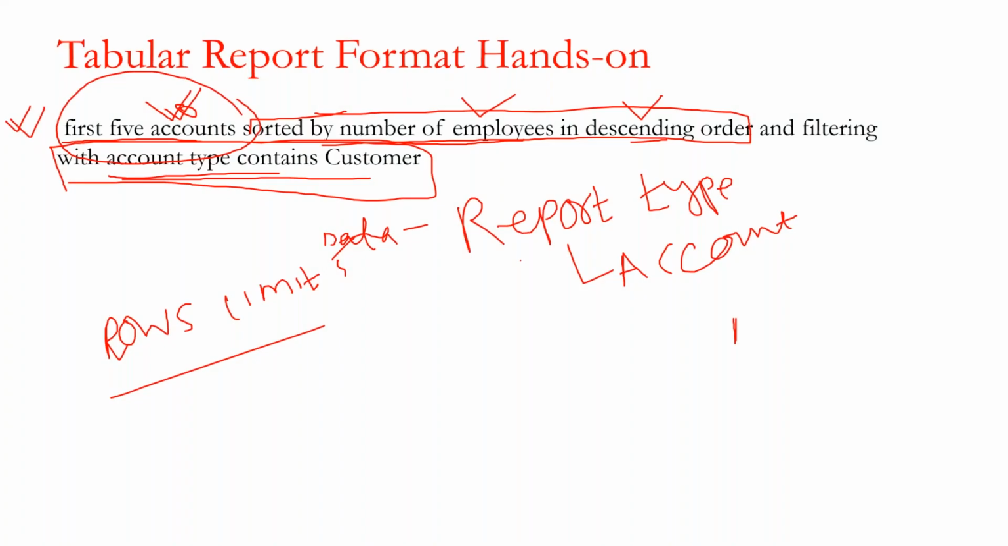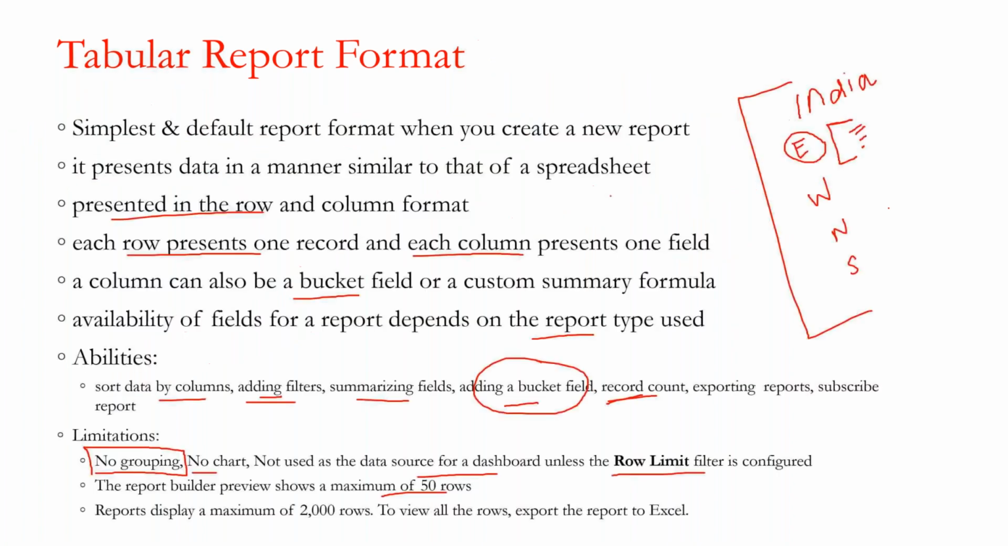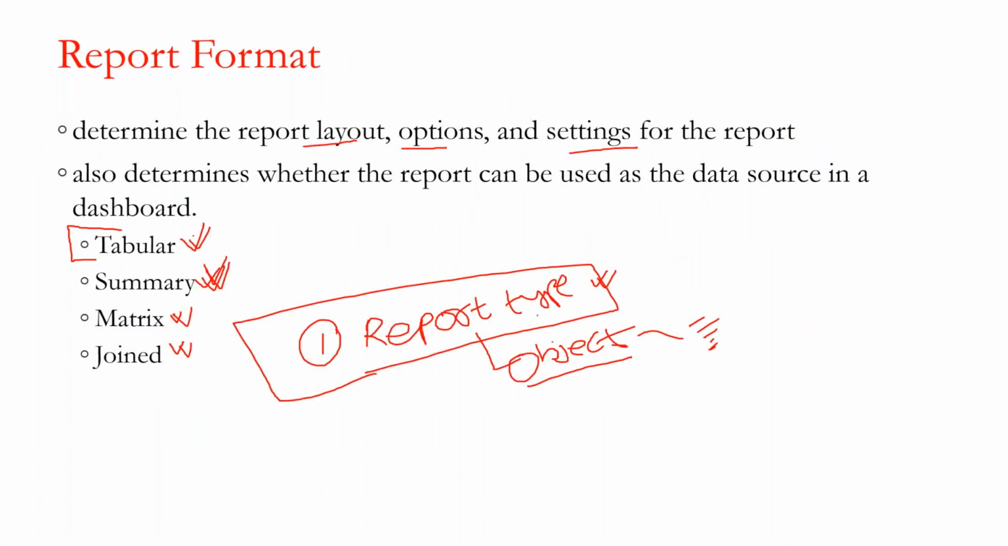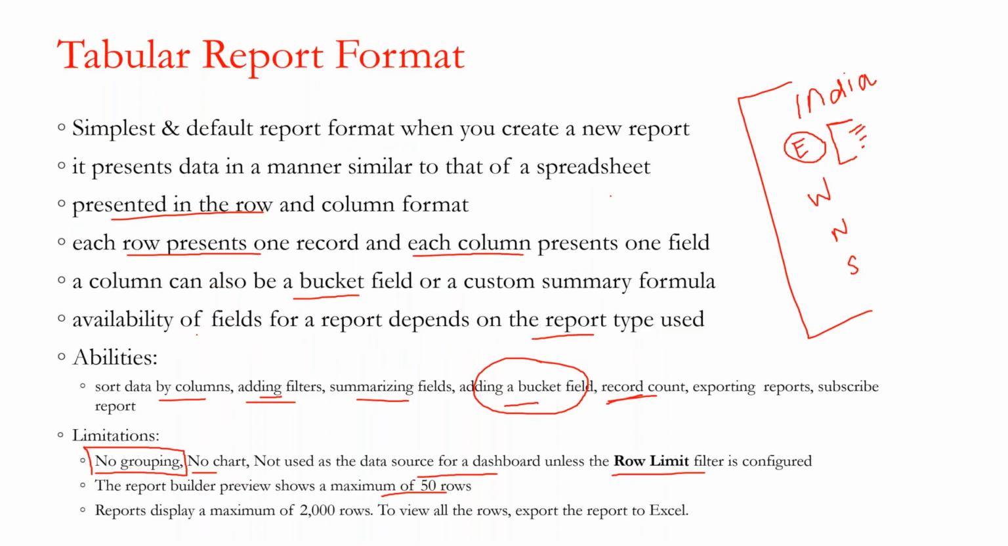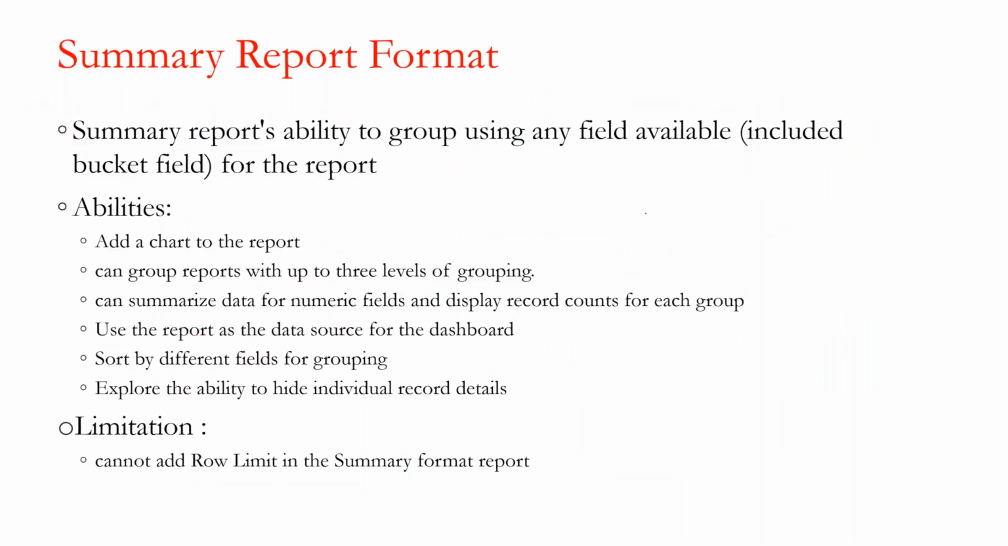So in the previous session, we have seen how we can create a tabular report. As we explained, there are different kinds of reports. When I talked about the report format, if you remember, I said we have four different kinds of report format: tabular report, summary, matrix, and joined. The tabular report is the simplest report, which looks like a spreadsheet, and the data we present is in the form of rows and columns. And we did a basic example.